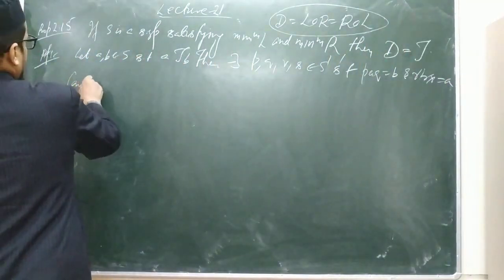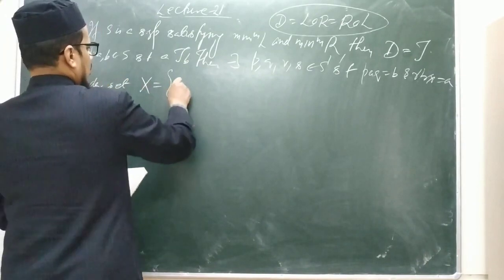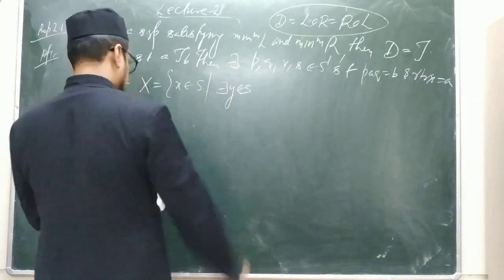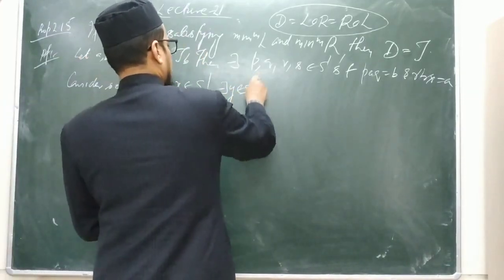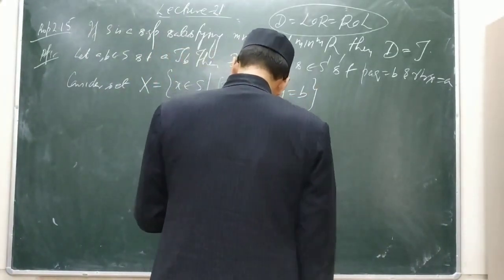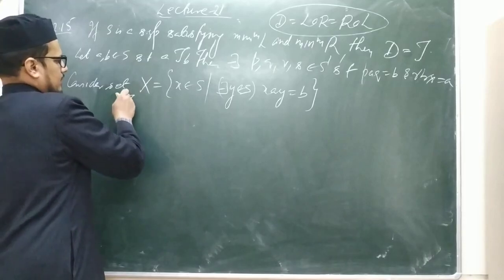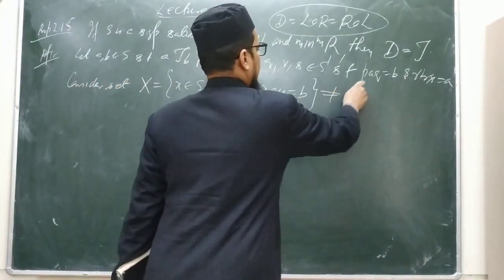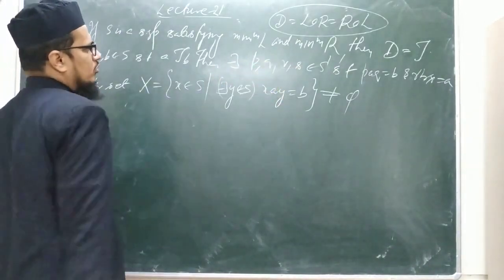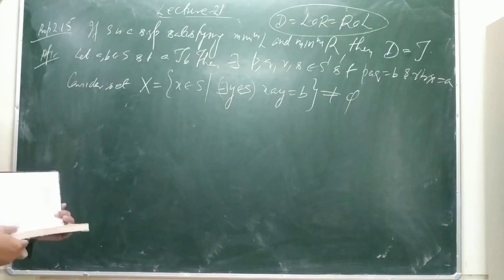Now consider the set X, which is the set of all X belonging to S such that there exists Y belonging to S with XAY equal to B, like this. So of course this set will be non-empty, because we know that PAQ is equal to B, isn't it? So P is a member of X here. So always this set will be non-empty.